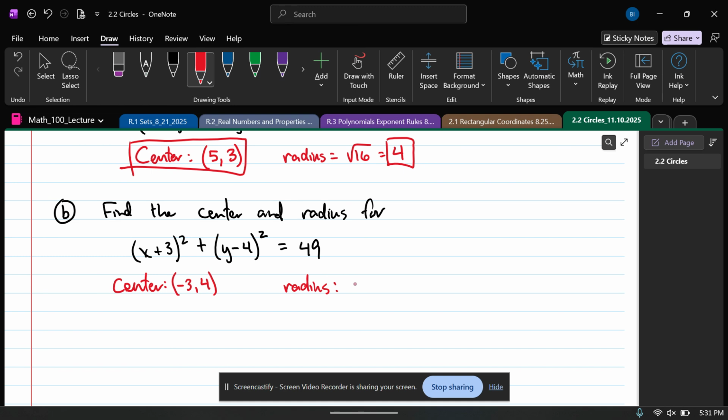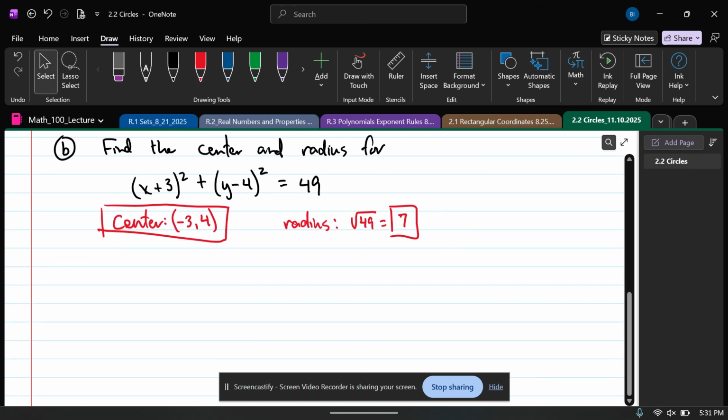Radius is going to be 7. Good job. The square root of 49 is where that's coming from, and that's 7. So that's the radius. Very good. Very, very easy stuff in this lesson. All right, let's see if we can do one more of those.